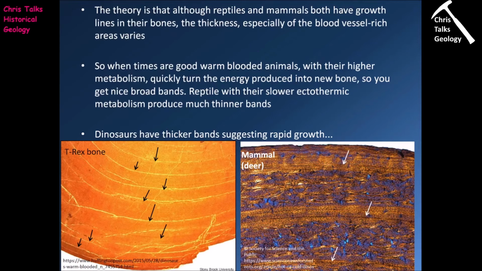And so this is another piece of evidence that hints at the possibility that certain dinosaurs may well have been warm-blooded. But once again, is it definitive? No, it's not definitive. It's not a solid enough piece of evidence to definitively say some dinosaurs were definitely warm-blooded.